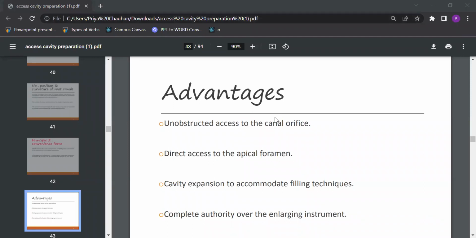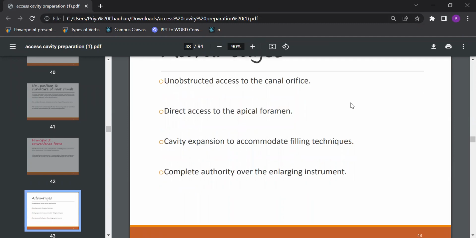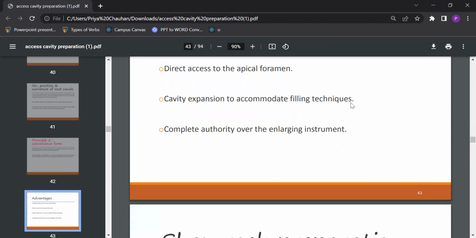So next is advantages. Unobstructed access to the canal orifices, direct access to the apical foramen, cavity expansion to accommodate the filling technique, and complete authority over the enlarging instrument.